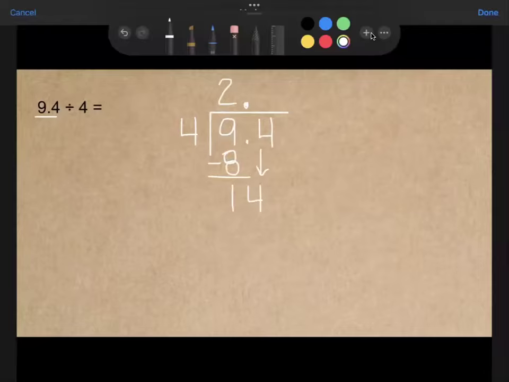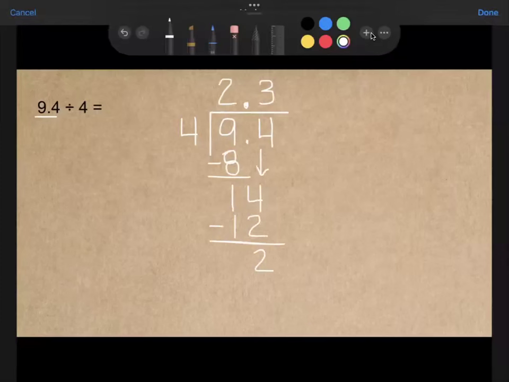So now I need to figure out how many times 4 fits into 14. And if I know my multiplication facts, I know that 4, 8, 12. 12 would be the closest I could get, so that's going to be 3. 3 times 4 is 12, so I'm going to go ahead and put that here, and then subtract those two, and I end up with 2 left over.